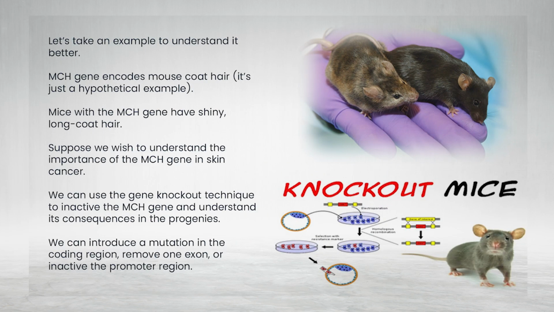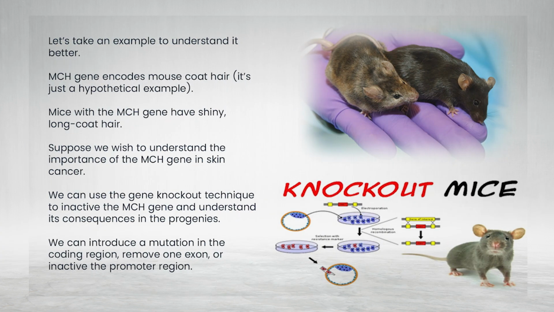Now let us take an example to understand this concept in a better fashion. MCH gene encodes mouse coat hair. This is basically just a hypothetical example. So mice with the MCH gene have shiny long coat hair. Suppose we wish to understand the importance of the MCH gene in skin cancer. We can use the gene knockout technique to inactivate the MCH gene and understand its consequences in the progenies.